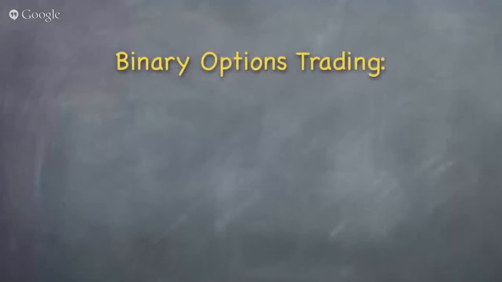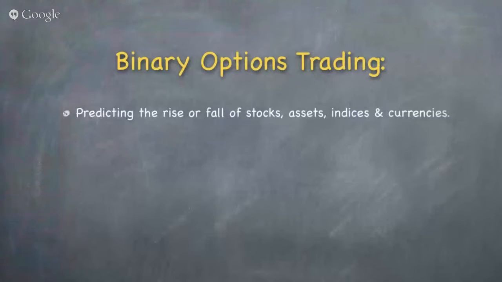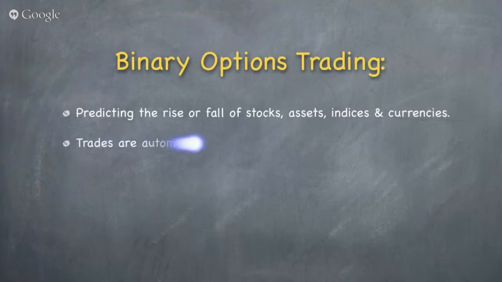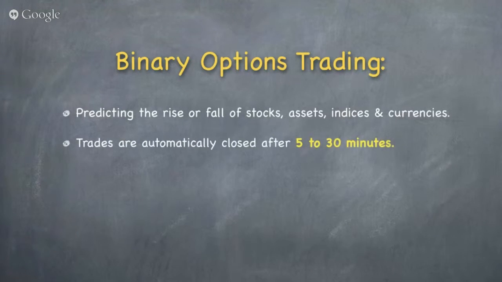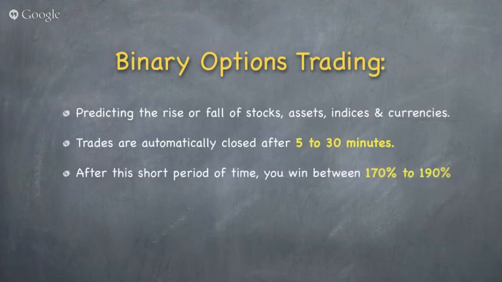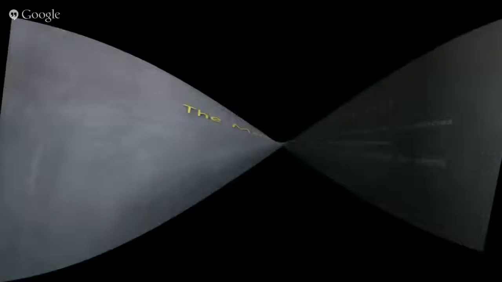So, what is binary options trading? Binary options trading is predicting the rise or fall of stocks, assets, indices, and currencies. Trades are automatically closed after 5 to 30 minutes. After this short period of time, either you lose or win between 170 to 190%, which is an excellent return rate. So here is the method.